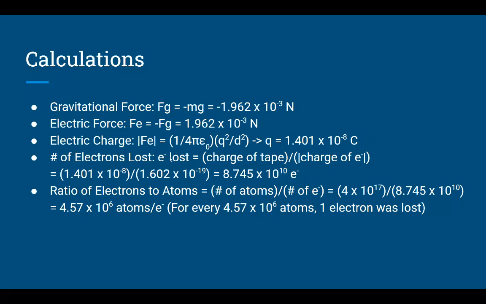And our number of electrons lost is equal to the charge of the tape over the magnitude of the charge of an electron, which we know this value. So boom, easy calculation right there. And then the ratio of electrons to atoms is just the number of atoms over the number of electrons. Another easy calculation because we just found this. So there we go. For every 4.57 times 10 to the 6 atoms, 1 electron was lost. So this is our Q amount that we need to solve for.